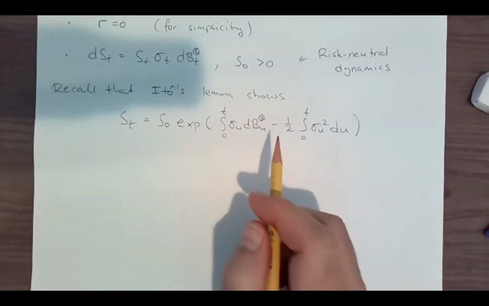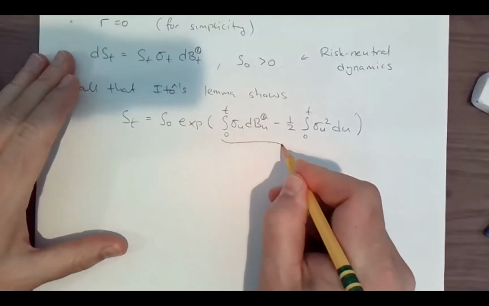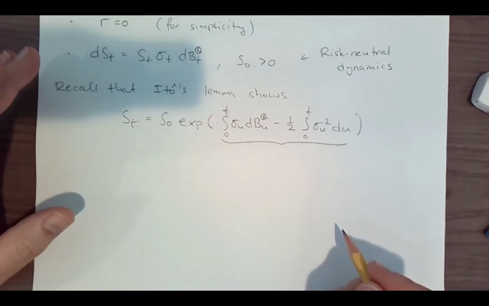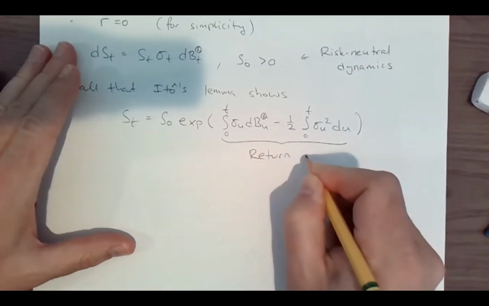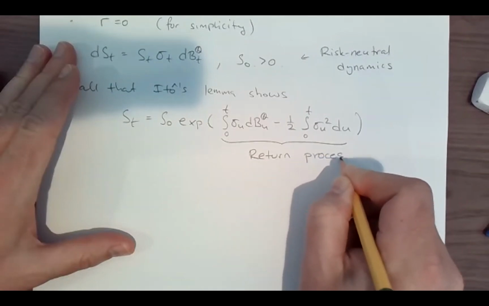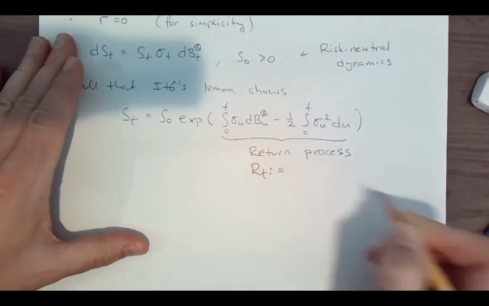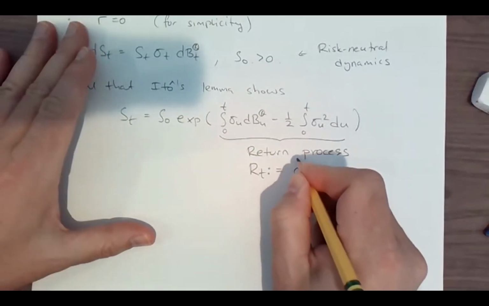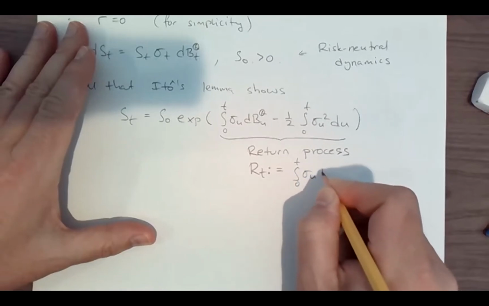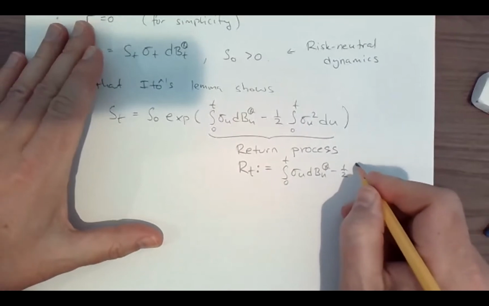So we have a solution, and it's customary to call what you have inside the exponential the return. This is the return process, and we'll call it R_T. It's given as that integral of sigma_u dB_u^Q minus its quadratic variation times 1/2.